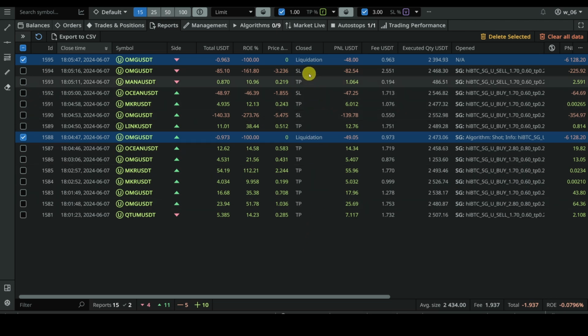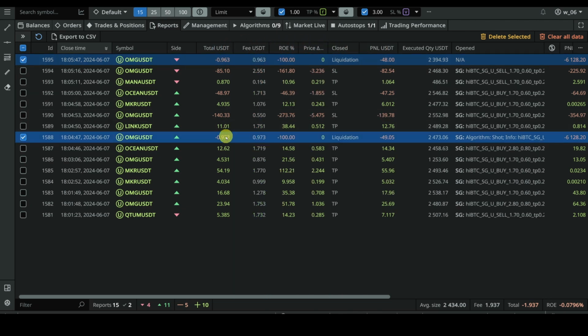Alright, obviously these are liquidations, but the total USDT seems suspiciously small. I initially thought that this was due to partial fill of orders, but no. These are full-blown 2400 USDT orders. Well, here's the kicker. The P&L USDT column says minus 48 and minus 49. That's way more realistic. But what is this then? Well, that's the fee. See, the same thing.